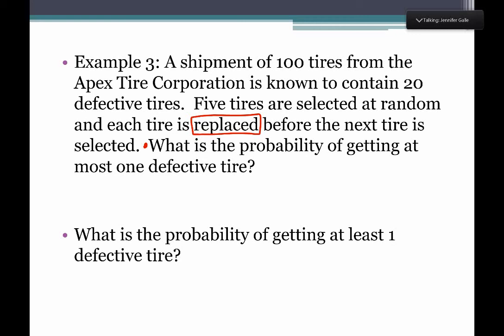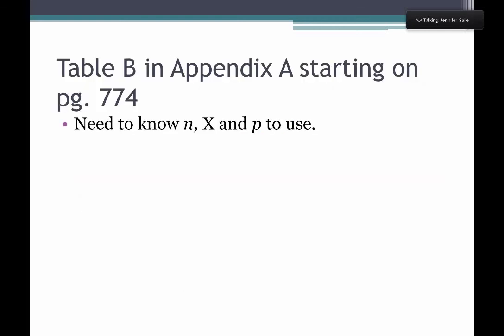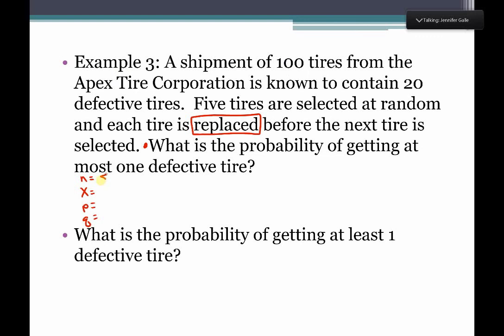So I'm going to write down N, X, P, and Q. Number of trials we already talked about. We're going to select 5 tires. How many successes do we want though? At most 1. So less than or equal to 1. So 1 or less. So 0 or 1. I'm going to list both of them there for my X's because we do need both.